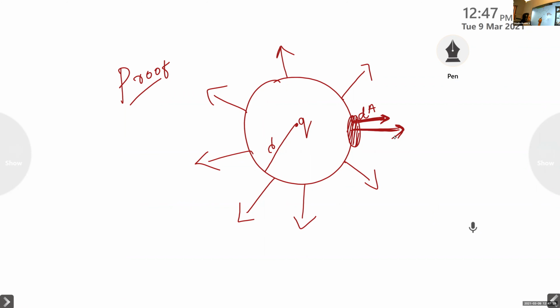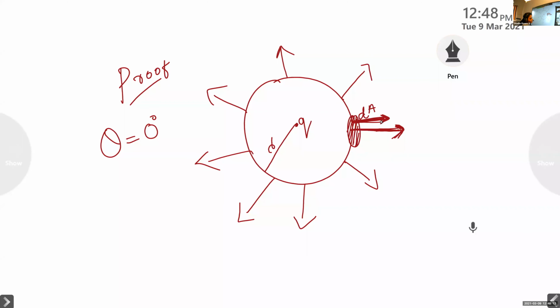Then what is the angle between this area vector and the electric field vector? The angle made by the electric field vector and the area vector, theta, is equal to 0. Why? Because both of them are in the same direction. Since the area vector and the electric field vector are in the same direction, there is no angle between them because they are aligned parallel. So the angle between them, theta, is equal to 0 degree.